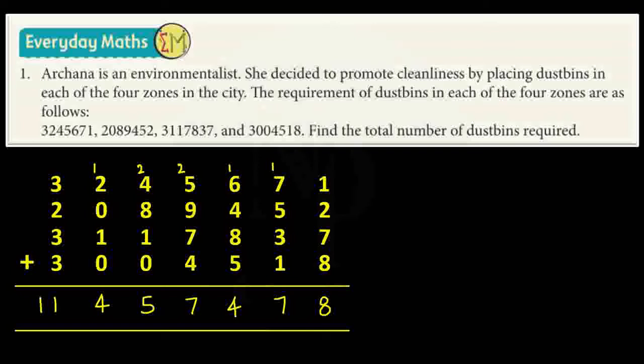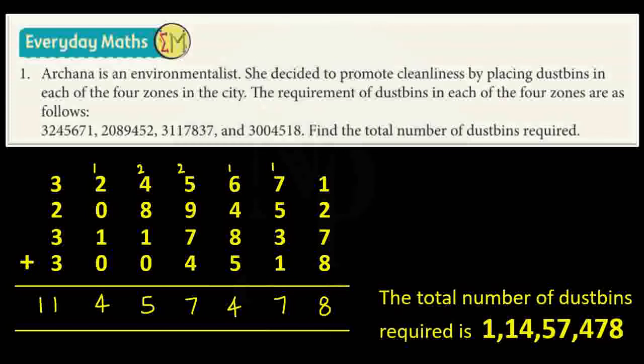So we have found the sum of these 4 numbers. Now the conclusion is the total number of dustbins required is 1 crore 14 lakh 57,478. This is how you should find the total number of dustbins required. Now let us move to question number 2.